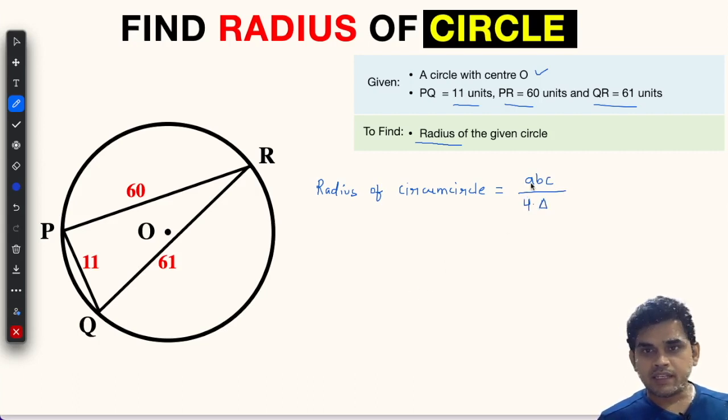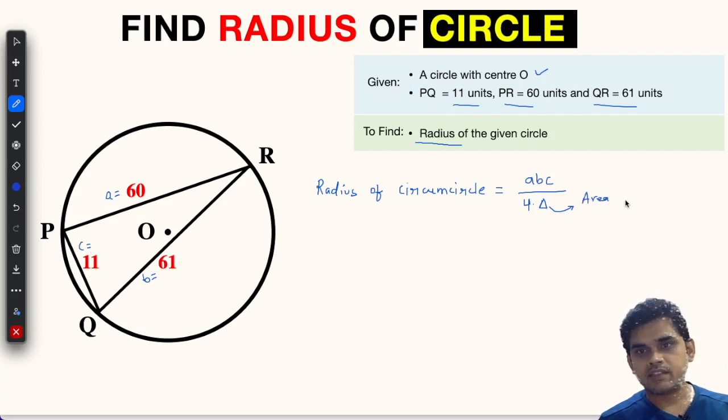Now what are A, B and C? These are the sides of the triangle. So let us assume A is equal to 60, B is equal to 61 and C is equal to 11. These are the three sides of the triangle. Now what is this delta? It is the area of the triangle.